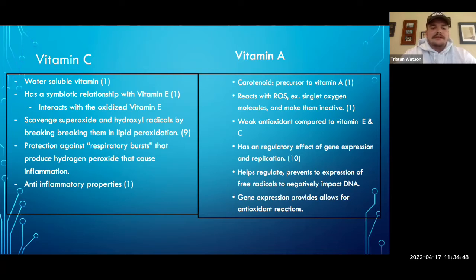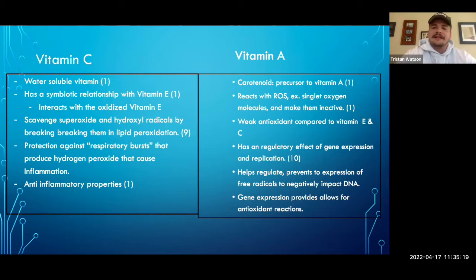What it does is find the free radicals, then donate that electron to help make them more stable. It also protects against respiratory bursts that produce hydrogen peroxide that can cause inflammation. So it helps with the regulation of hydrogen peroxide production, and hydrogen peroxide causes inflammation. If we can cut down on that, that helps the cell out. Just like with anything, vitamin C has anti-inflammatory properties, so it helps make sure inflammation doesn't happen there.